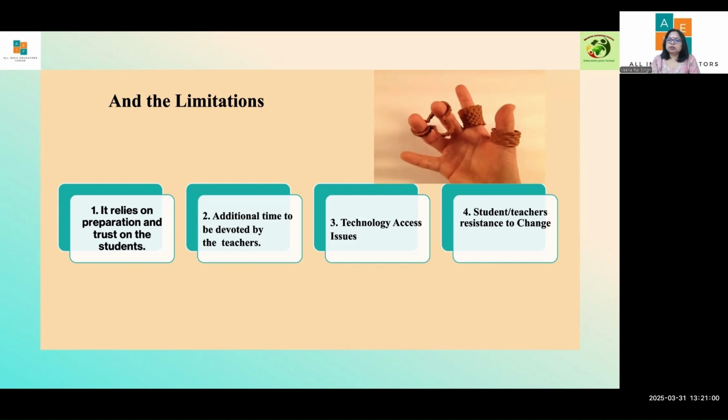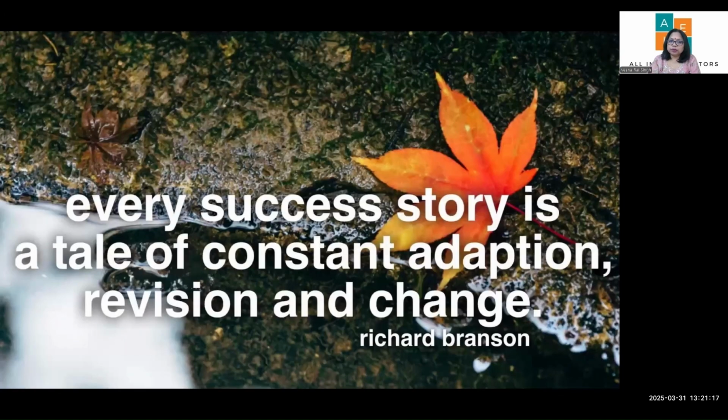Then, talking about the resistance to change from students or teachers, there might be instances where the student is not ready to change or maybe the teachers are not ready to change. But then I would like to take up a quote here: every success story is a tale of constant adaptation, revision, and change.